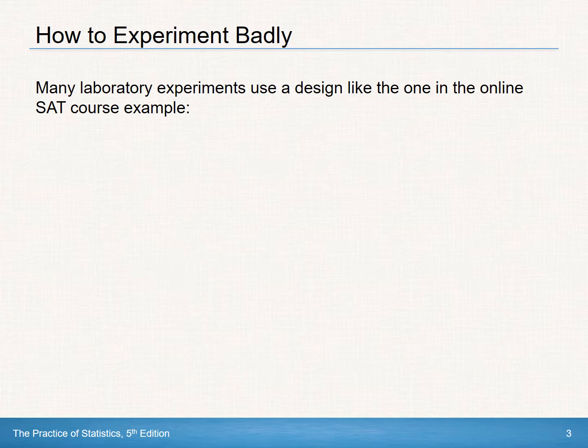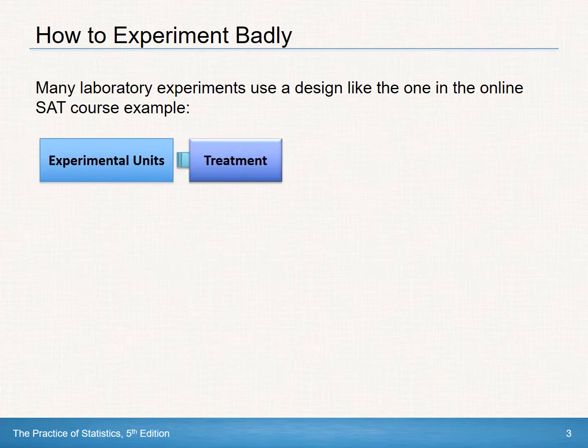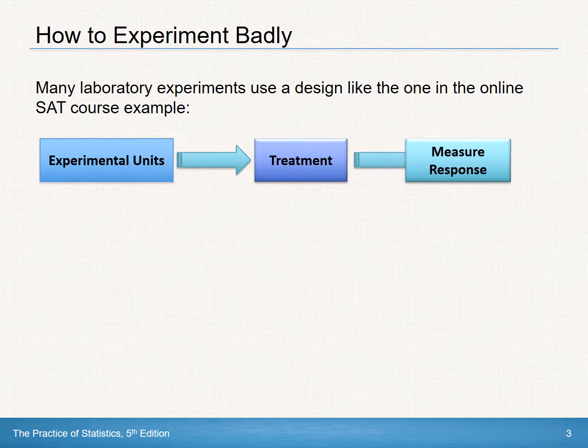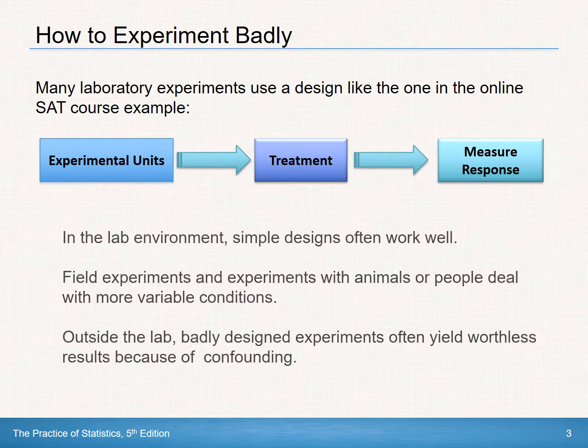So many laboratory experiments use a design like the one in the online SAT course example. The experimental units, treatment, and then measured response. In the lab environment, simple designs often work well. Field experiments and experiments with animals or people deal with more variable conditions. Outside the lab, badly designed experiments often yield worthless results because of confounding.